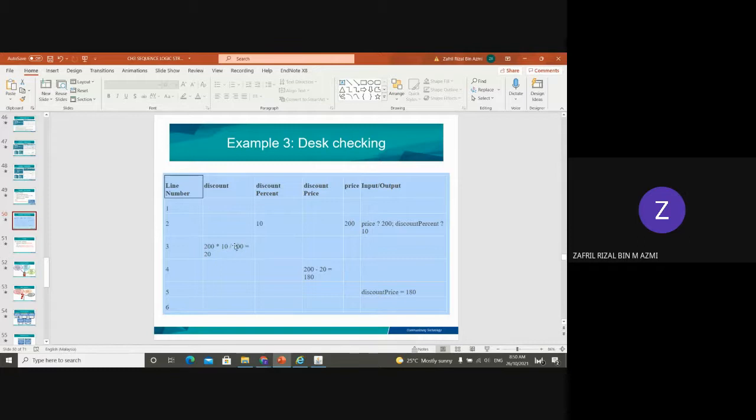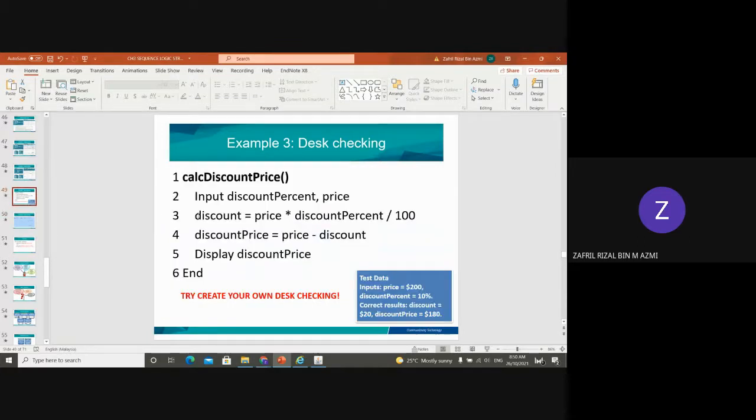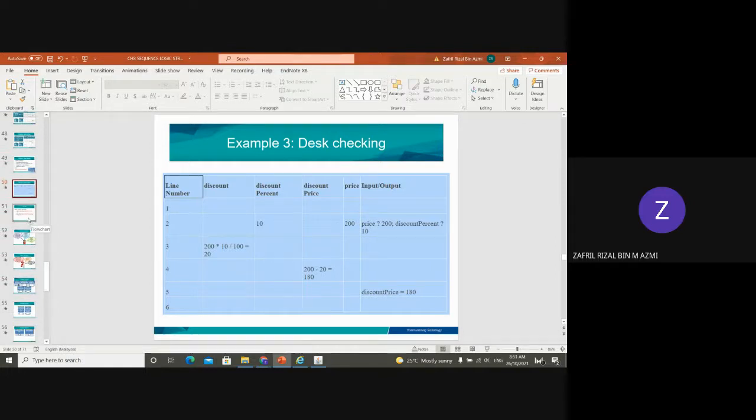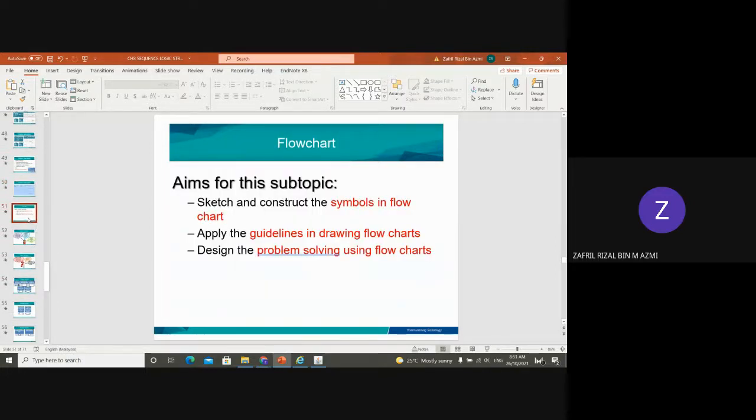The calculation in line 3 is the calculation for the discount. In line 4 we have the calculation for the discount price. And finally we print the value of the discount price in line number 5. For print we use equal. Alright, okay, so that's checking. Okay, next.